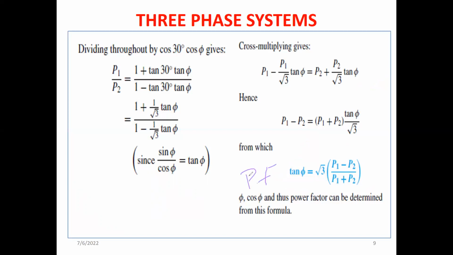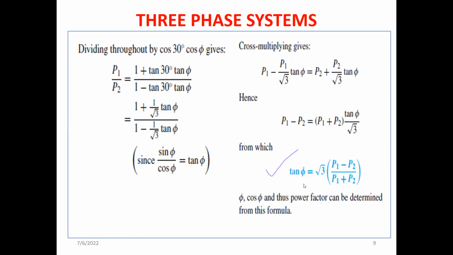So phi, cos phi, and thus the power factor can be determined from this formula. That is all for today, how to find the power factor. To find the power factor, you use tan phi.